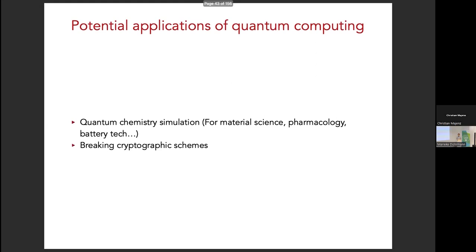Then another one, and that's basically the reason for this talk, is that it can be used to break cryptographic algorithms. And finally, there's also some proposals on how to use it for optimization, but it's much more unclear whether this will actually become faster than classical optimization at any time. In the following, we want to focus, of course, on breaking cryptographic schemes.